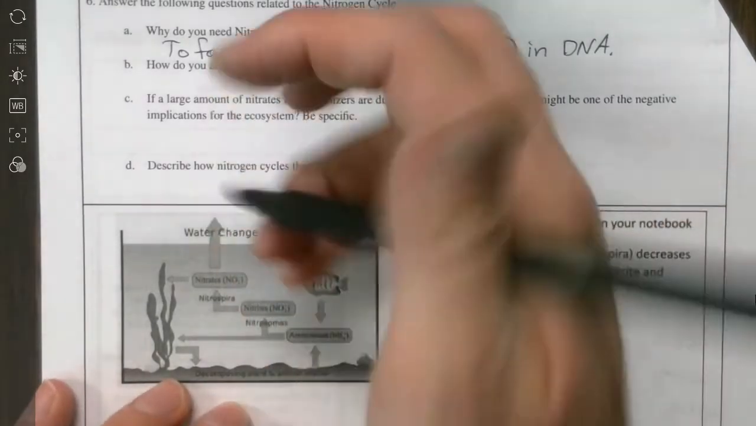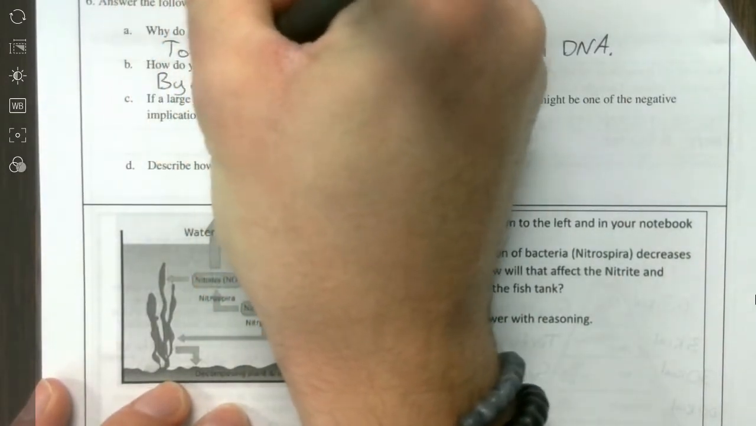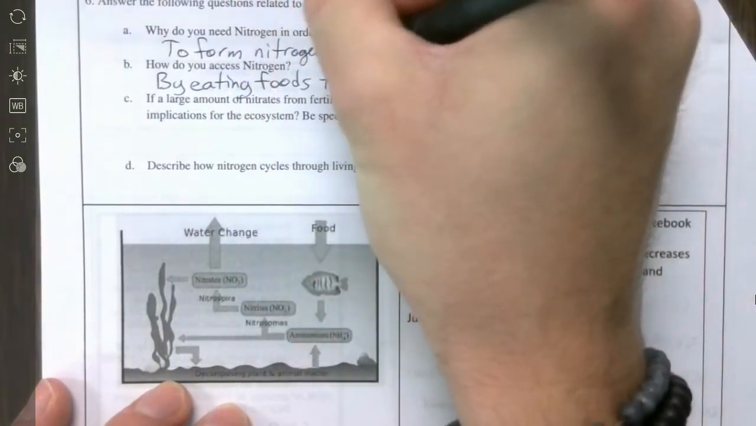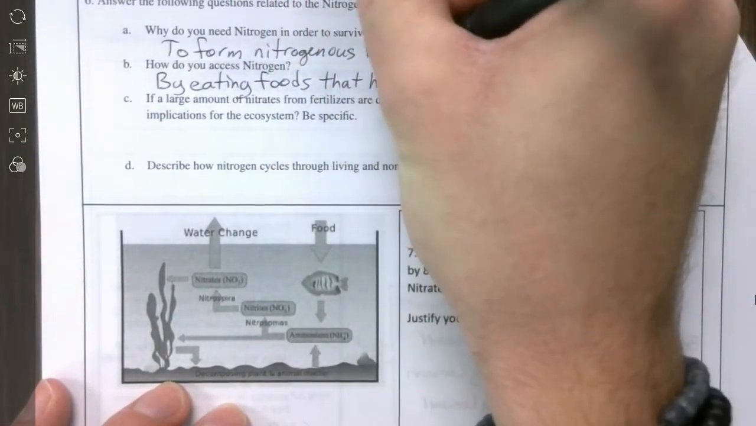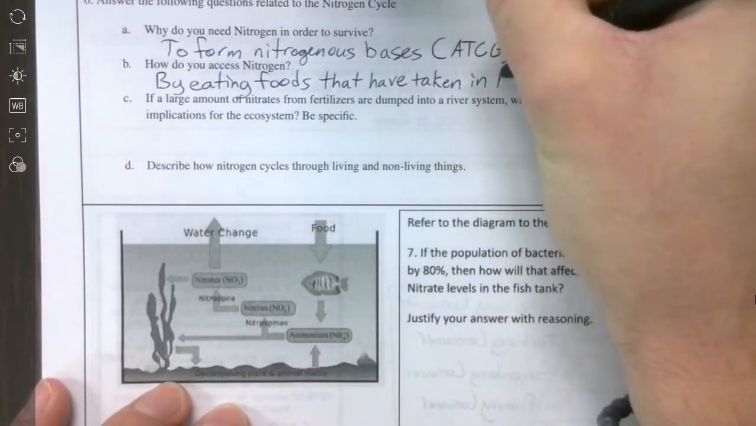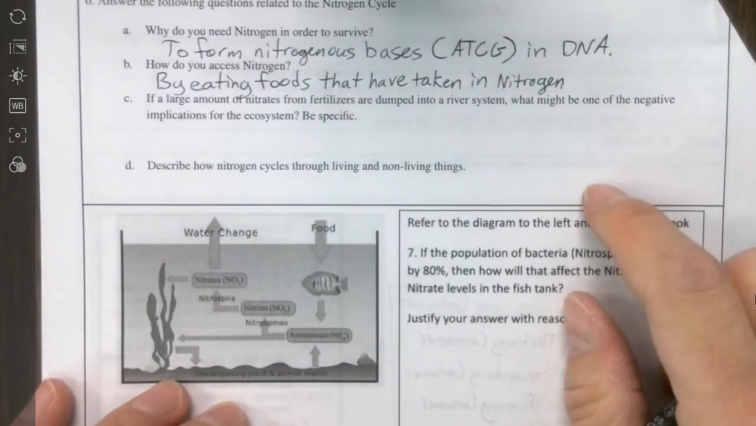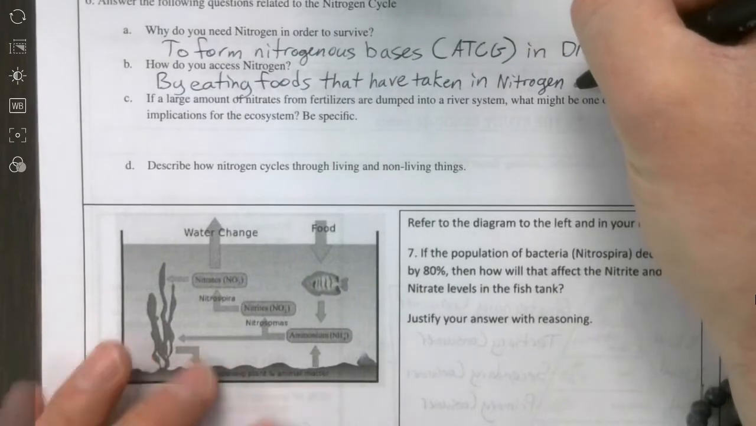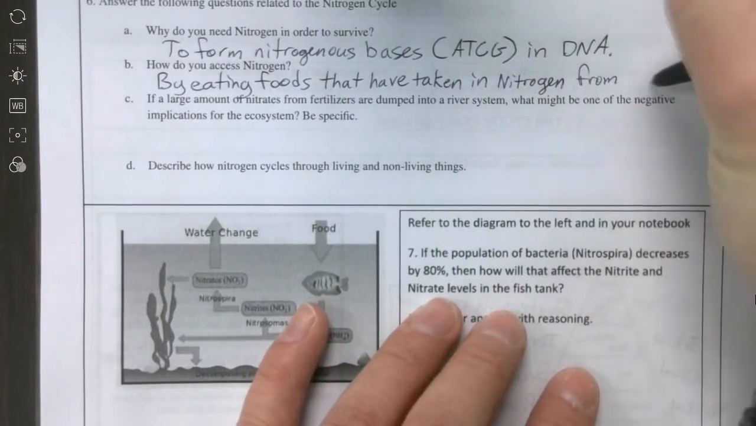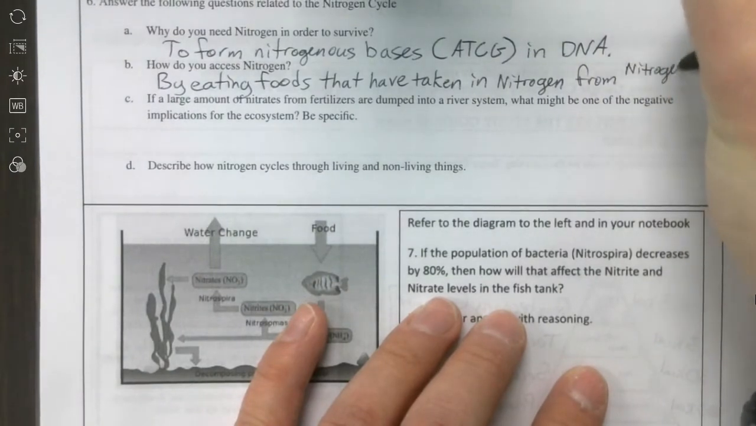So we can access nitrogen by eating foods that have taken in nitrogen. And they've taken in that nitrogen from nitrogen-fixing bacteria.